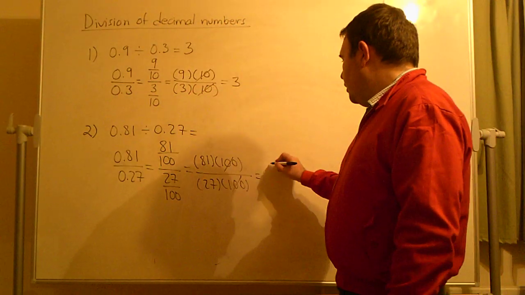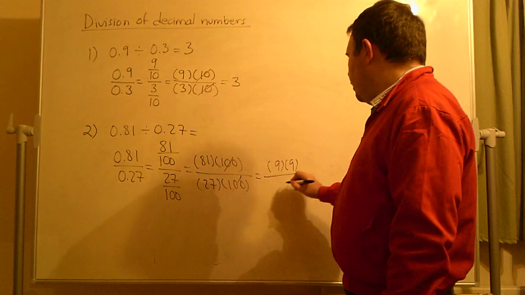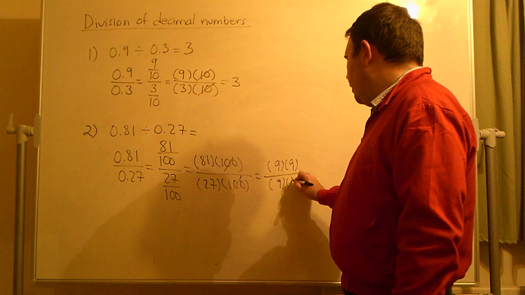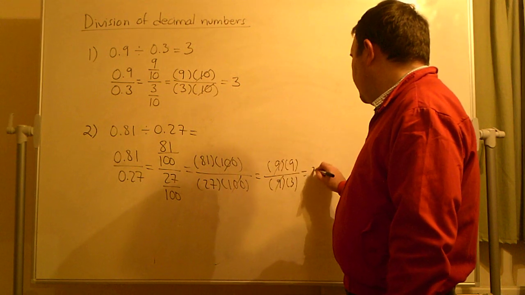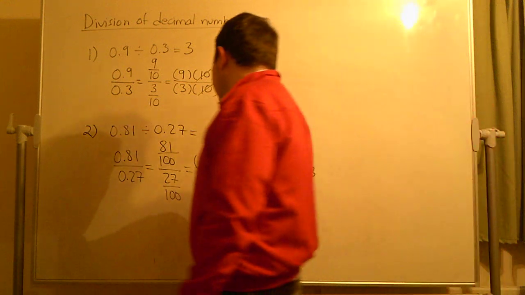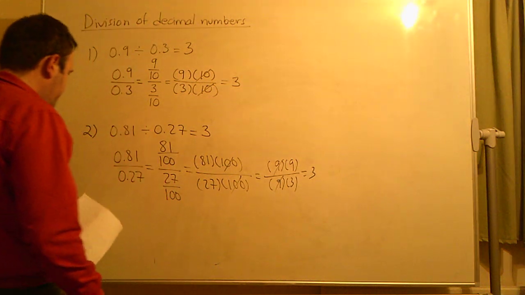Now 81 would be equal to 9 times 9, and 27 is equal to 9 times 3. So 9 divided by 9 is 1, and then 9 divided by 3 is 3. So this will be 3.